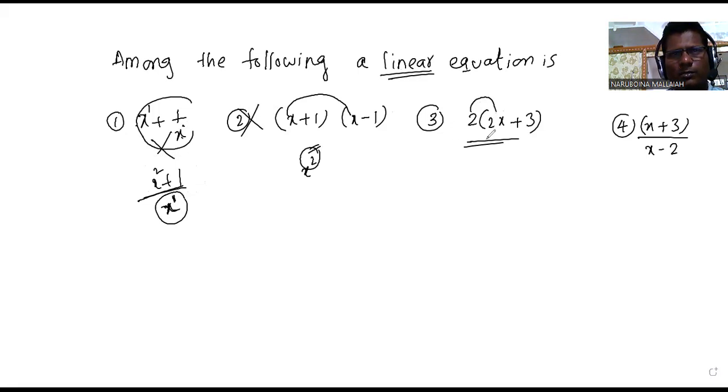Third option, 2 into 2 is 4x plus 2 times 3 is 6. Here, for x, we have only index 1. So if the largest index is 1, this is a linear equation. In the fourth option, we have x in the denominator, so it is not a linear polynomial or linear equation.